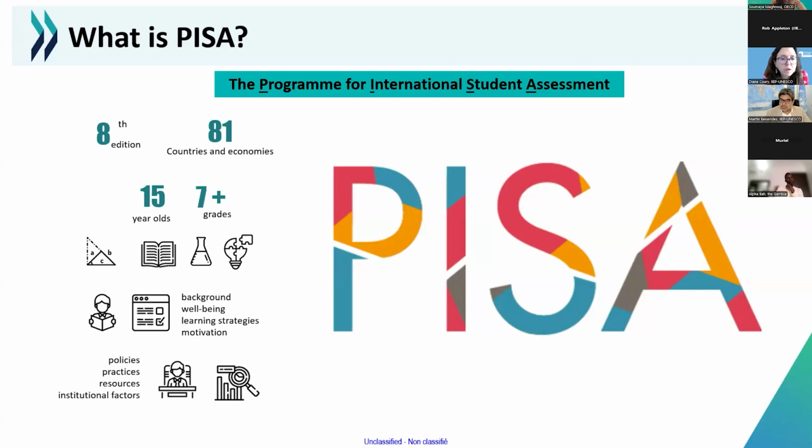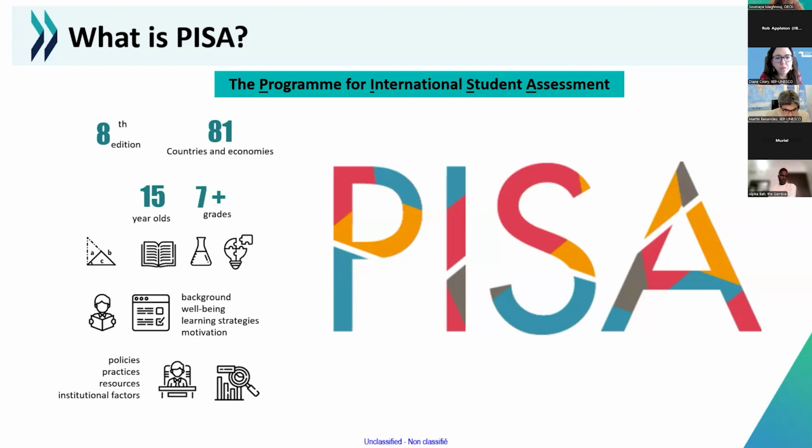In addition to the PISA test that a sample of 15-year-olds would take, we also collect through background questionnaires information about the student's background, the student's well-being, the learning strategies that they use in their learning, what their teachers use, their motivation to learning and future careers, as well as through a school questionnaire, information about school-level policies, practices, the school resources, and the education system, more institutional factors.